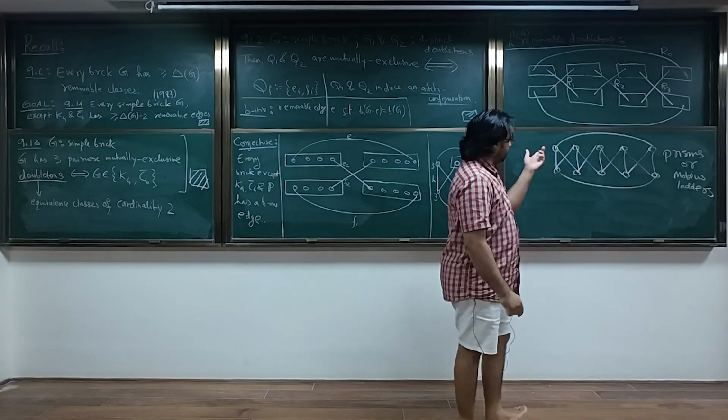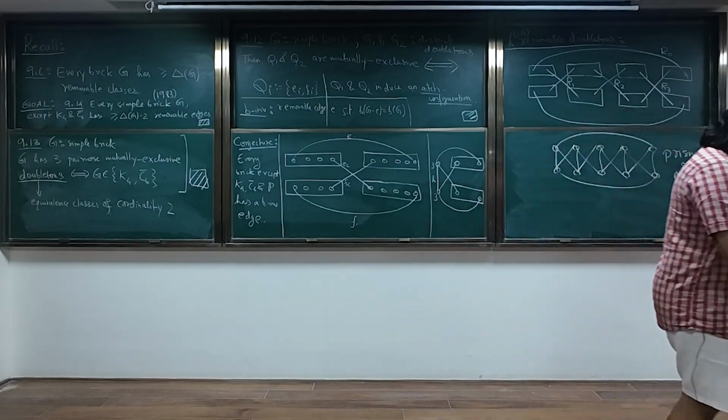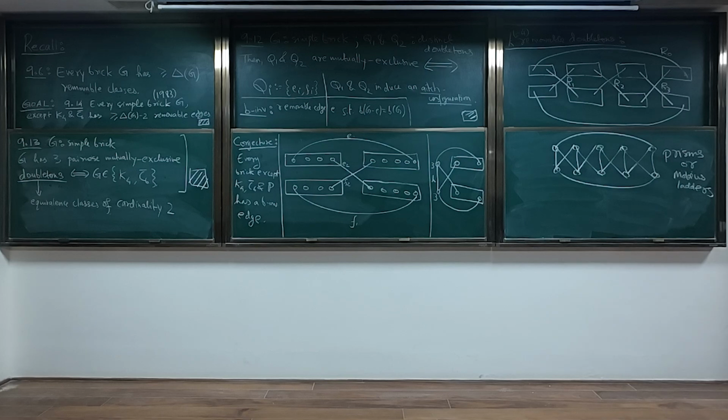Right. So in fact, the result says that any brick has at most n over 2 removable doubletons, and equality is achieved if and only if the graph is either a prism or a Mobius ladder. The only exception to all of this is K4. K4 has 3 removable doubletons. N by 2 is 2.